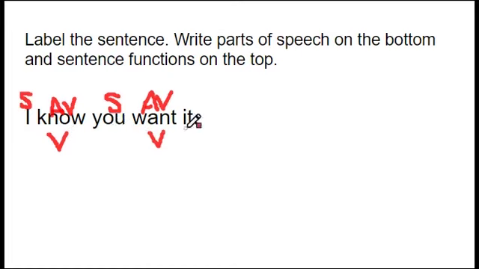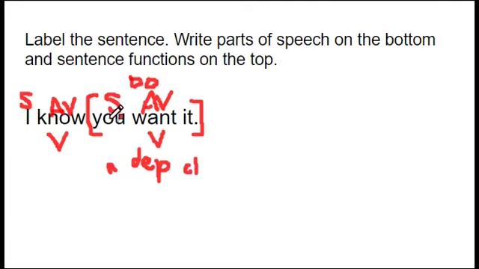But think about what this little clause here is doing. I know what, I know you want it. This whole thing here is acting as the direct object for this verb. I know cats, I know dogs, I know you want it. So here we have a case where we've got a little clause that's functioning as a noun. This whole little mini sentence is doing the job of a noun here. So I can label this as my dependent clause. Again, for it to make sense, it needs to be attached to that bigger piece. And again, the whole thing is doing the job of a noun. It's a noun dependent clause.